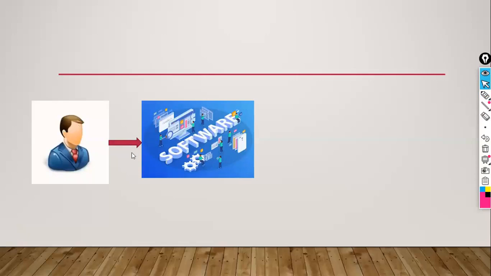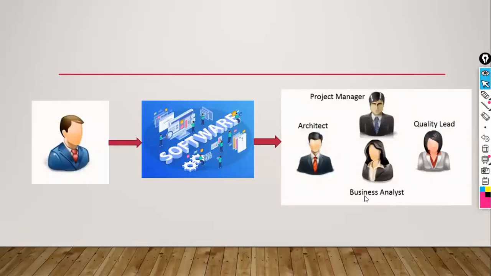In order to develop one particular software, this person approached the software company. Once he approaches the software company, who is going to take the initiative? Which teams are going to get involved in order to develop this software? We'll try to understand that. These are the four main members who are going to interact with the client. This person, who is going to give the project to the software company, is the client to this software company.